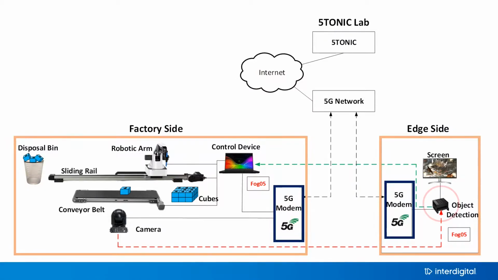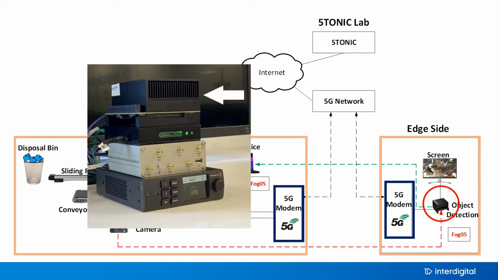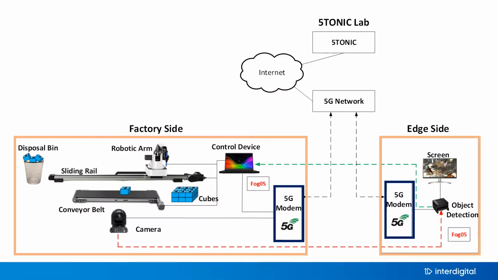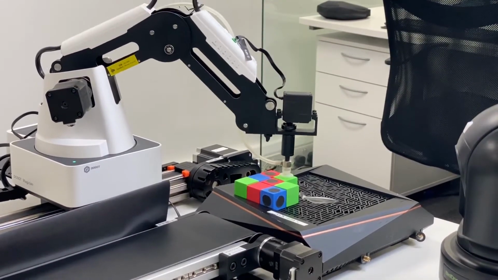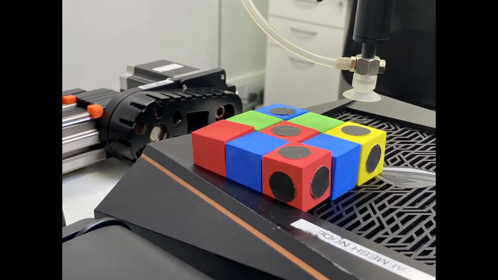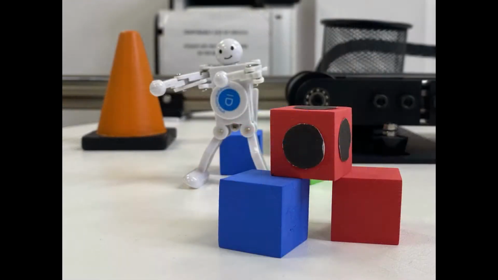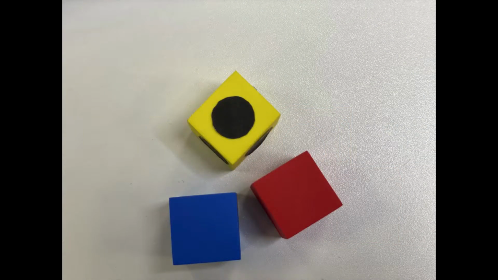At the edge side, there is a Xavier computing node that has a trained YOLO engine capable of detecting objects and categorizing them as defective or non-defective. In this demo, we use cubes as the main product of the factory, where we trained our AI system to detect the cubes having black circular marks as defective, while monocolored cubes are detected as non-defective.